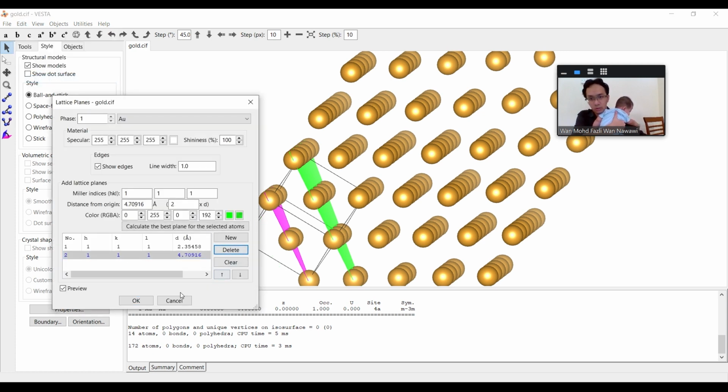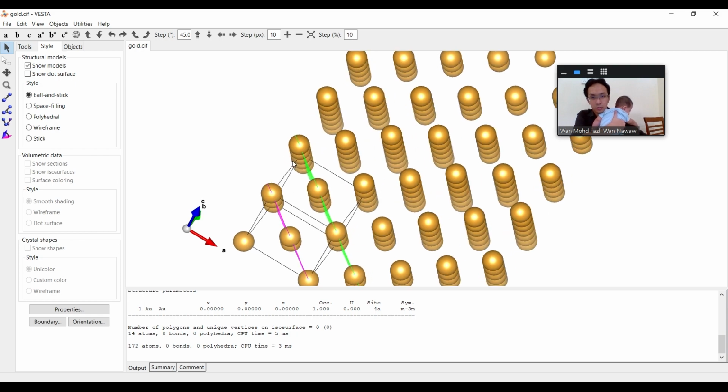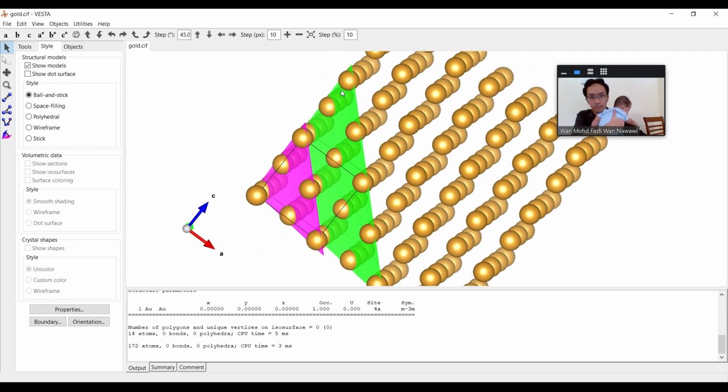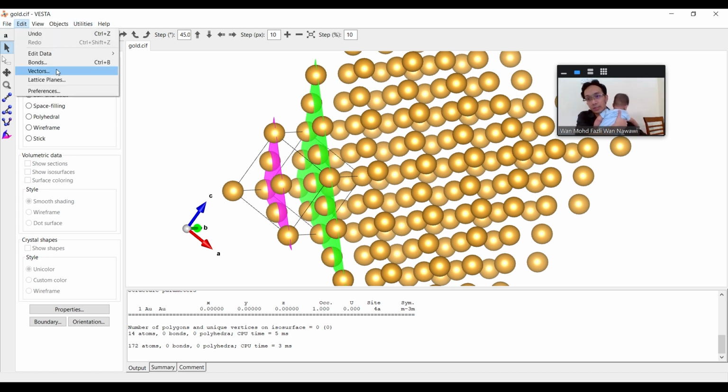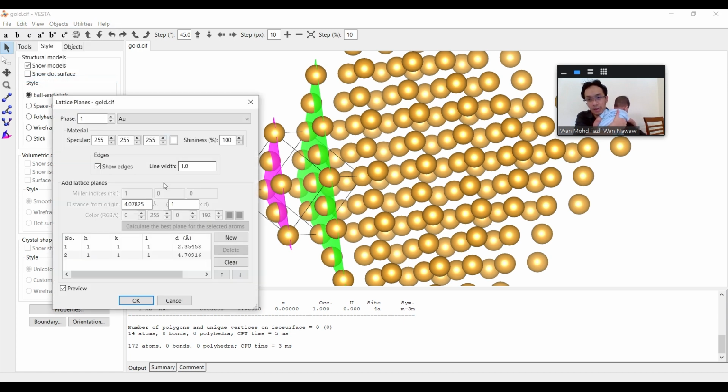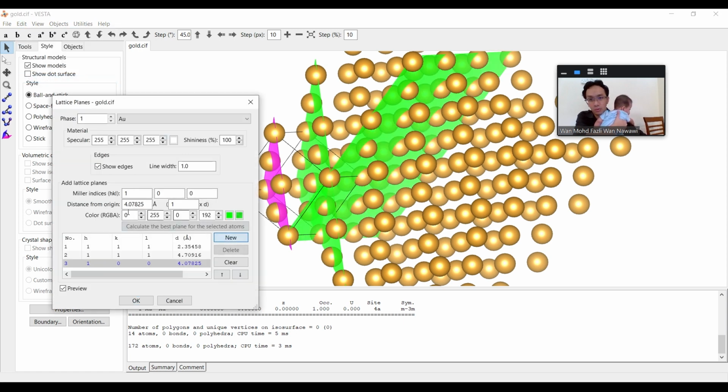Delete. So okay, you can see here the triangle plane is basically the plane that is the green and the pink. If you want to describe that in what we call the Miller index, you can describe it by 111 also. Okay, it's the same. You can also go further by, for example, adding another lattice plane, and then I put another 111.